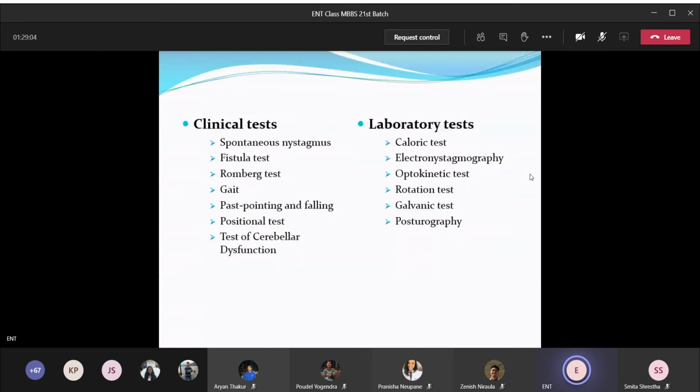There are certain clinical tests and laboratory tests which are done in order to assess the vestibular system. The clinical tests are spontaneous nystagmus, fistula test, Romberg's test, gait, past pointing and falling, positional test, and tests of cerebellar dysfunction. Some of these you have already read in your second year physiology classes as well. The laboratory tests include caloric test, electronystagmography, optokinetic test, rotation test, galvanic test, and posturography.